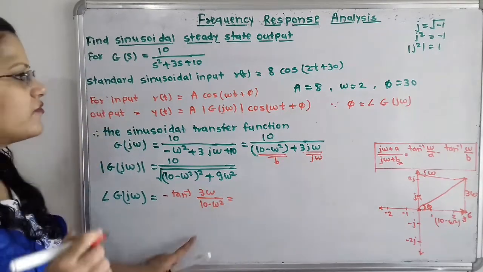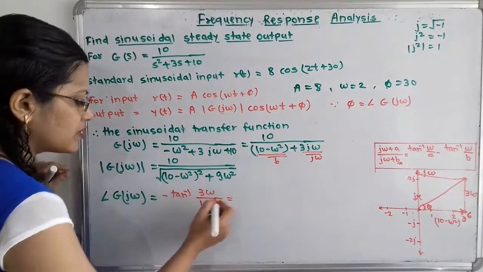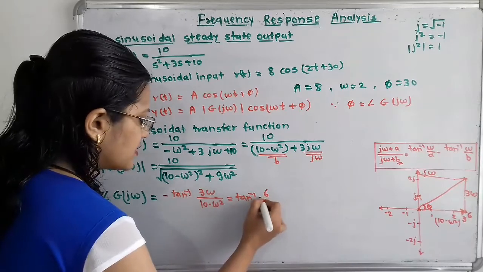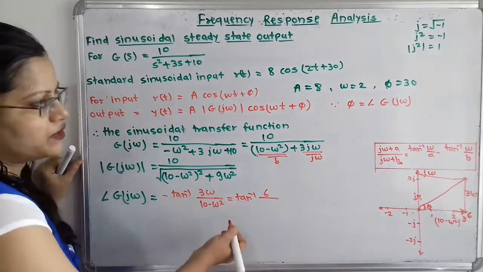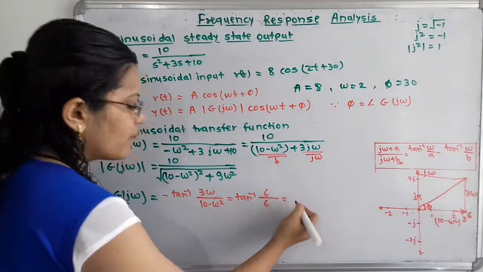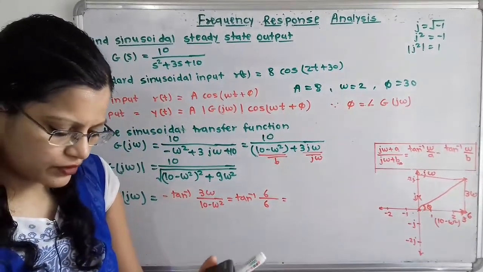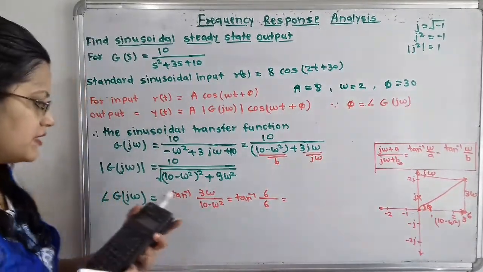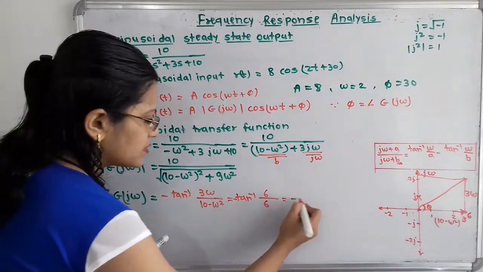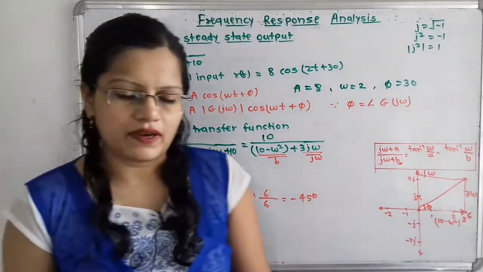Now this omega, if we compare with the input, is equal to 2. So I will put the value: tan inverse of 3 into 2, that is 6, divided by 10 minus omega square, so 10 minus 4, that is 6. So tan inverse of 1. With the help of a calculator, tan inverse of 1 is 45 degrees. Remember the minus sign is there. So minus 45 degrees is the value of the angle of G j omega.